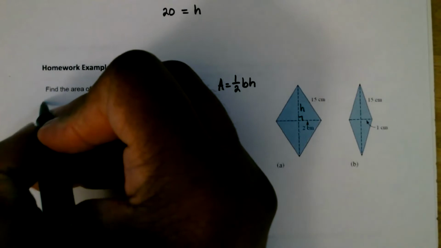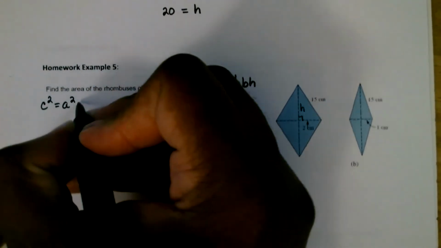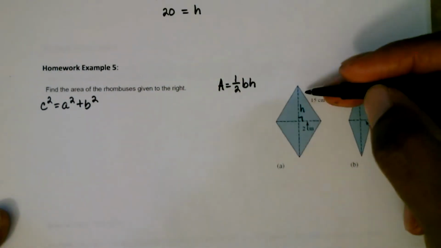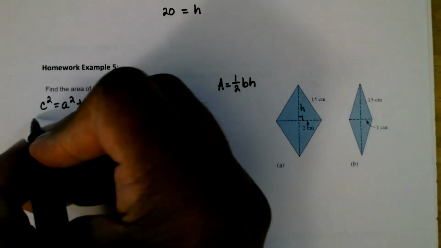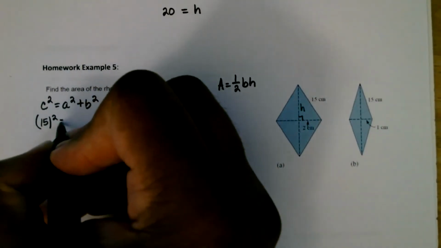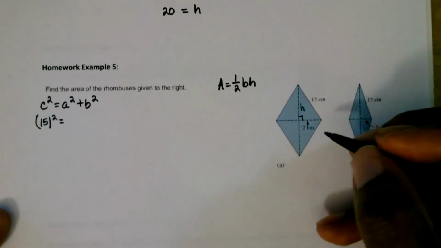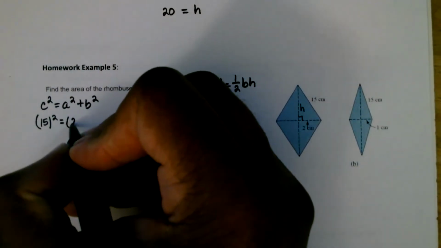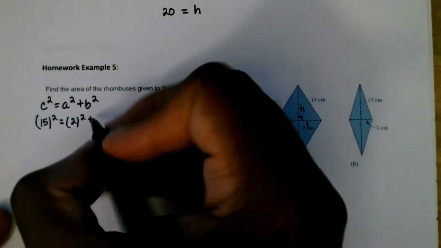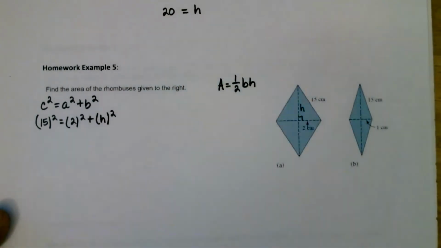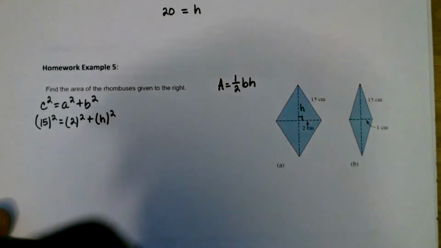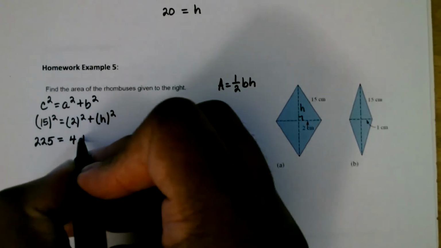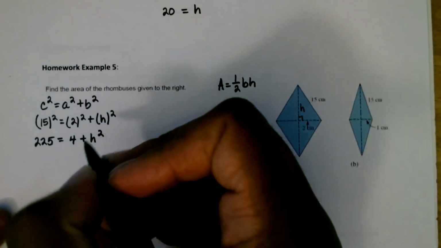Pythagorean theorem first. That's going to be c squared is equal to a squared plus b squared. The c is your hypotenuse. That's your 15. So it'd be 15 squared is equal to, this length will be a. That's 2 centimeters. 2 squared. Plus b is what we're trying to find, which is your h. So it'd be h squared. Now let's simplify this. 15 squared is 225. It's equal to 2 squared, that's 4, plus h squared.